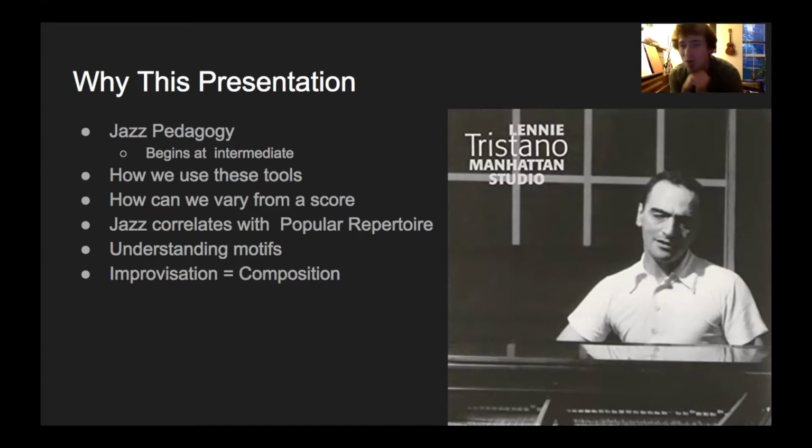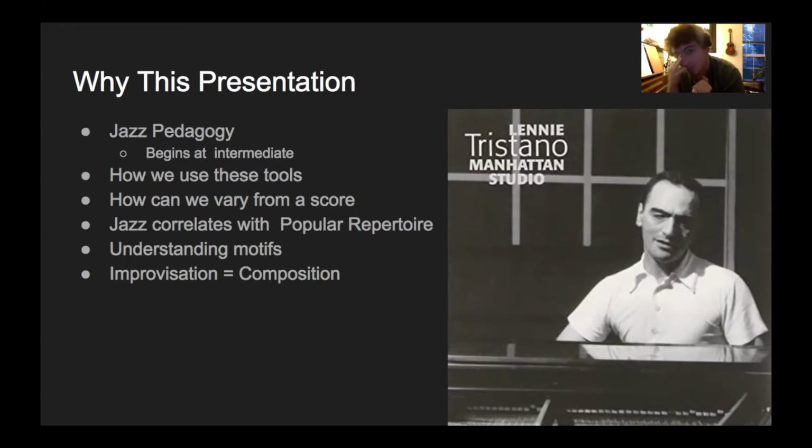How it can vary from score, and also jazz is really just old pop music. So understanding vehicles for jazz music might also assist in understanding vehicles of pop music and performing that. Understanding motifs, and the most important thing I think is that improvisation is spontaneous composition. Composition skills and improvisation skills go hand in hand.